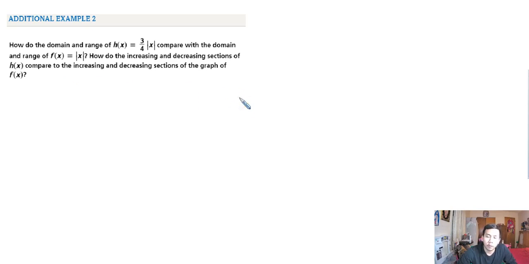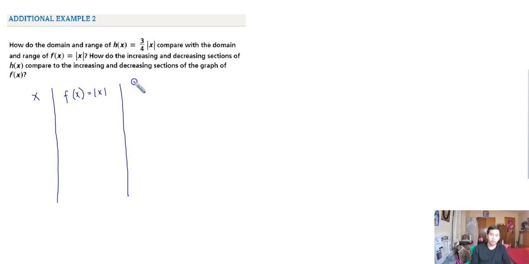So for us to graph both functions, we have to make our table of values, which means we have to assign values of x, and then we plug them into both f of x, which is the absolute value of x, and we also plug them into h of x, which is 3/4 the absolute value of x. Okay, in this case we are not multiplying.